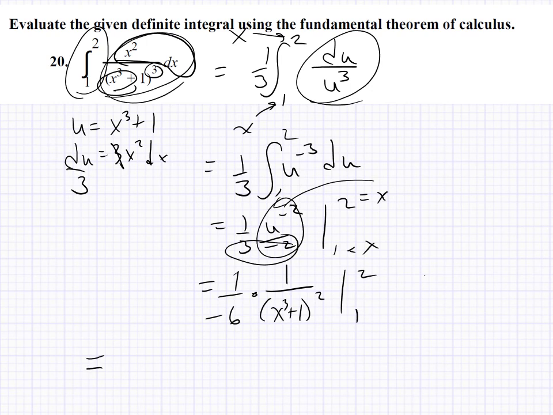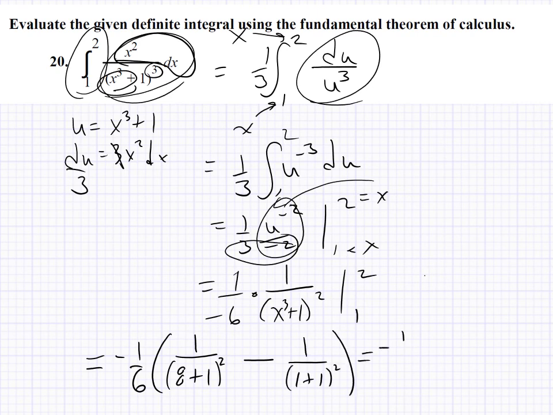So I'll plug in 2 first. So I have this negative 1/6. I'm going to plug in 2, so it's 1 over 8 plus 1 squared. Okay, minus, I'm going to plug 1 in, which would be 1 over 1 plus 1 squared. And so that gives me negative 1/6 times, this is going to be 1 over 81 minus 1 over 4.